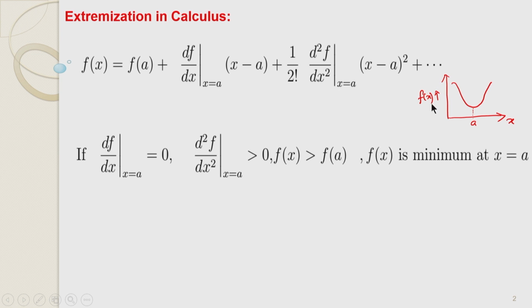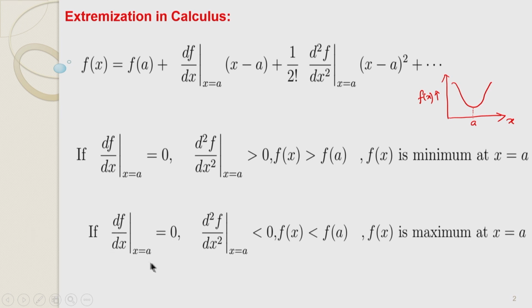Now, similarly, if the first order derivative is 0 and the second derivative is less than 0, then this quantity is 0, this second quantity is negative, and all higher order terms we can neglect in the close vicinity of x equal to a. Hence, the function f(a), that is at point A, is greater than f(x) for the point close to A. Hence, f(x) is maximum at x equal to A.